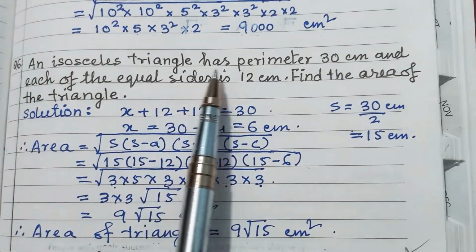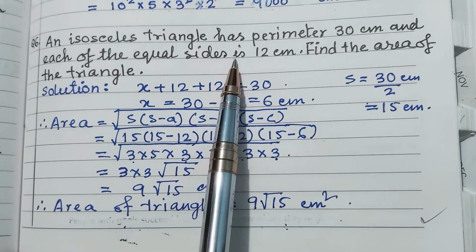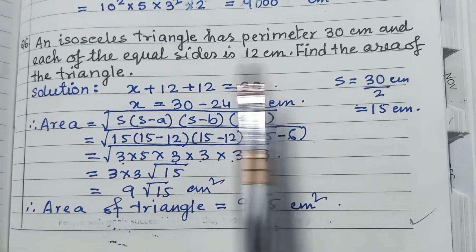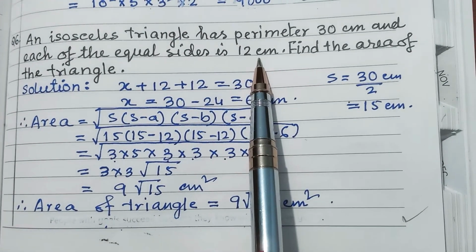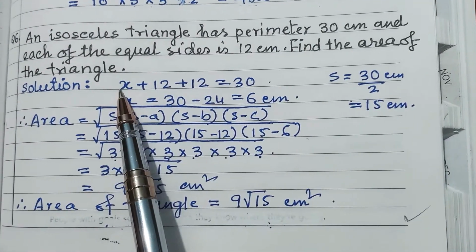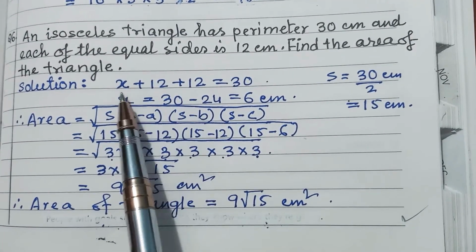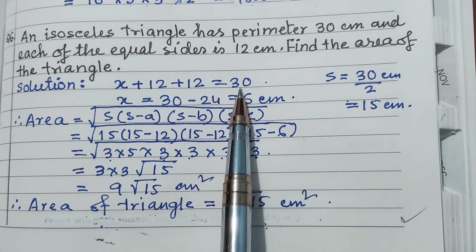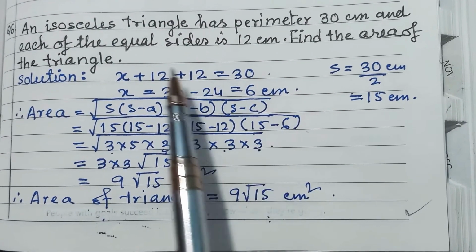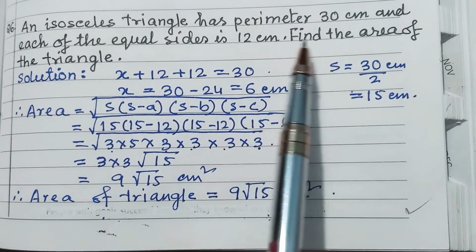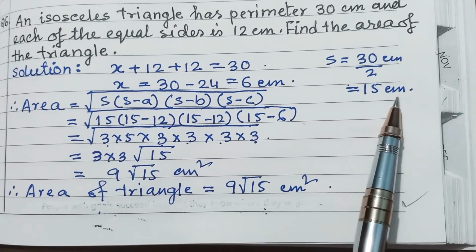Now sixth question, it is the last question. An isosceles triangle has perimeter 30 centimeter and each of the equal sides is 12 centimeter. Find the area of the triangle. Again, two sides are given. Take the third side as x, and it is an isosceles triangle, two sides are equal. So x plus 12 plus 12 is equal to 30. X we have got as 6 centimeter. The perimeter is 30 centimeter, its half is the semi-perimeter, 15 centimeter.